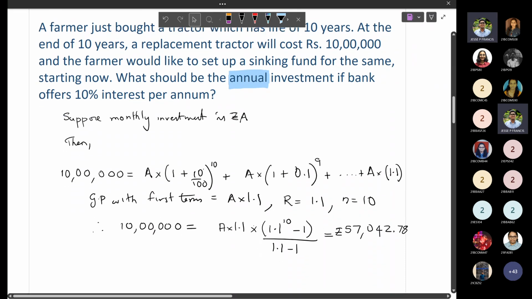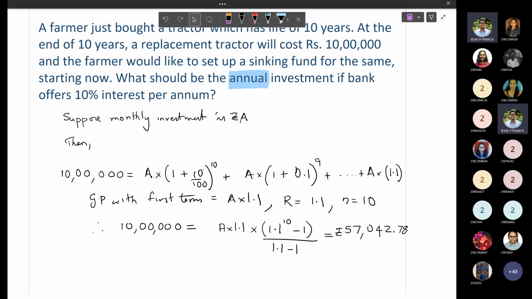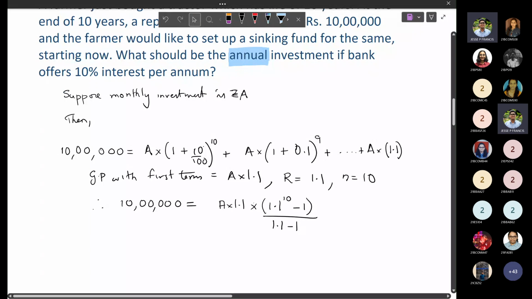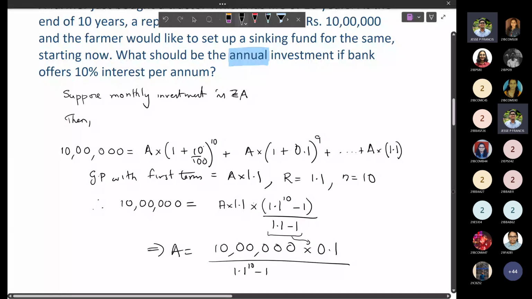Sir, I'm getting 66947.84. Then we should check. Yeah, can others also check quickly? It is A into, oh wait, I wrote it wrong. Okay, so A is equal to 10 lakh, and whatever is in the denominator goes to the numerator, into 0.1 divided by 1.1 to the power 10 minus 1. And then this 1.1 comes to the denominator. All right, so can others also check what you're getting?